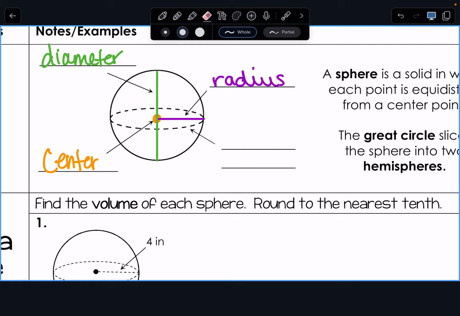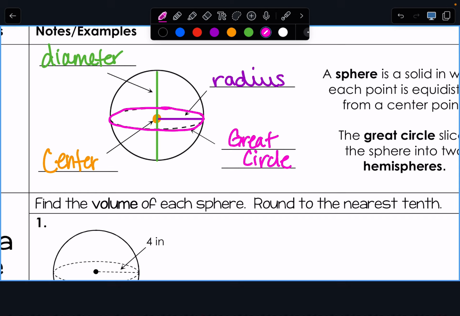Now, this right here that I'm highlighting in pink, this is called the great circle. It sort of looks like the circumference of the sphere. It's the greatest circle you can draw because it's splitting the sphere in half, into two hemispheres, half a sphere. Now, I want you to think of the Earth. What is the great circle here on Earth? The equator. The equator is the great circle of the Earth. Okay?